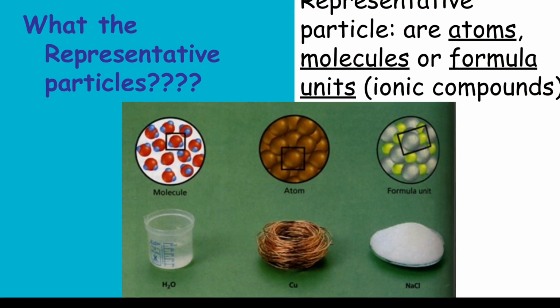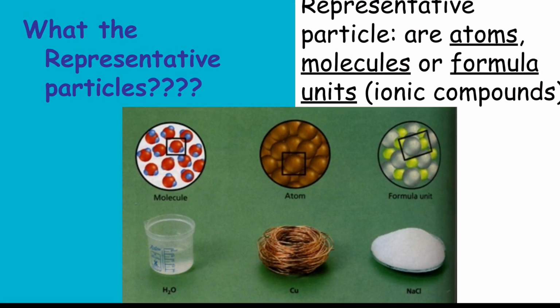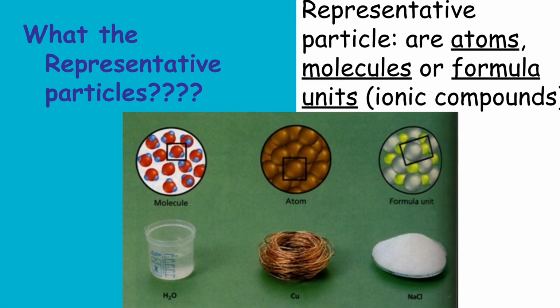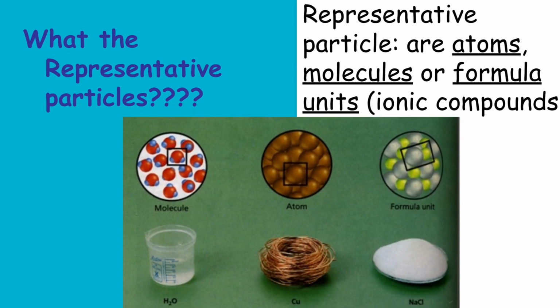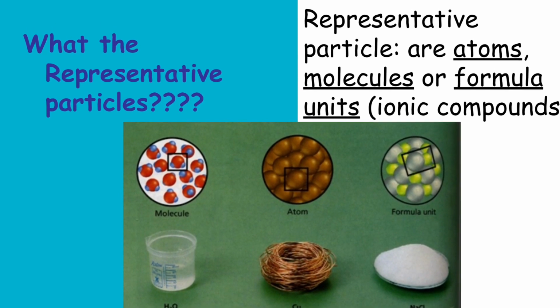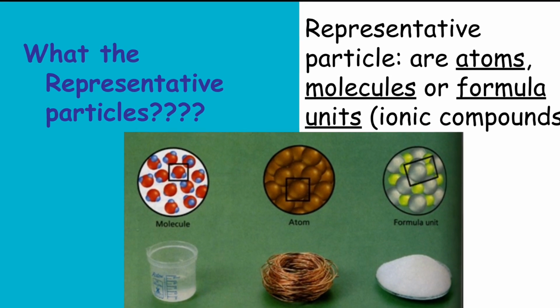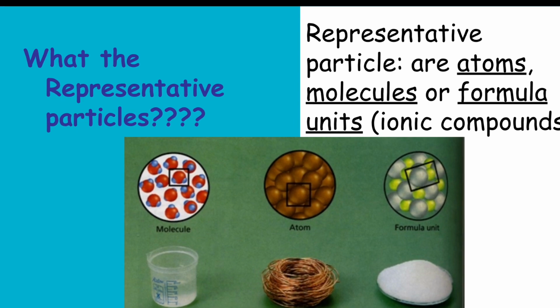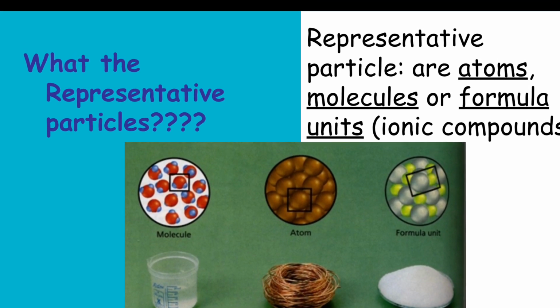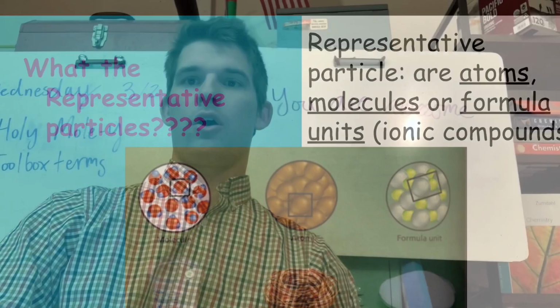Okay, so if you look right here, we have our 3 representative particle types. We have molecules, in this example, a molecule of water. We have atoms, and in this example, an atom of pure copper. And a formula unit of an ionic compound of salt.